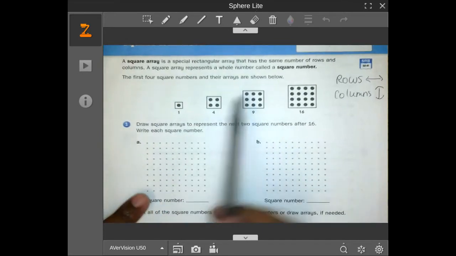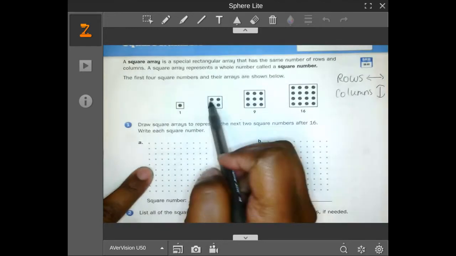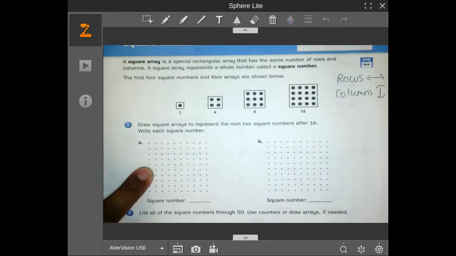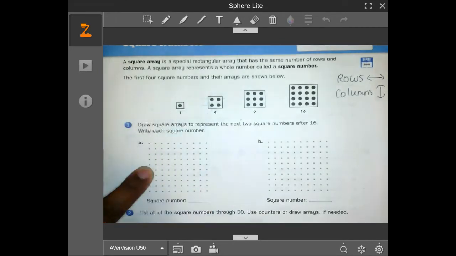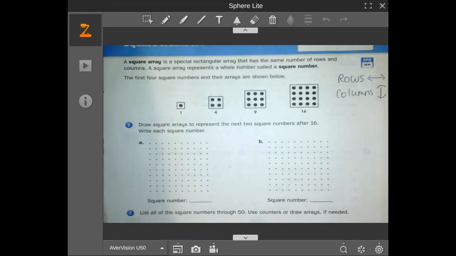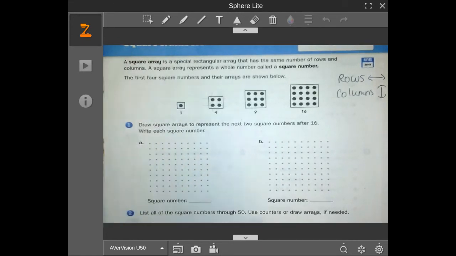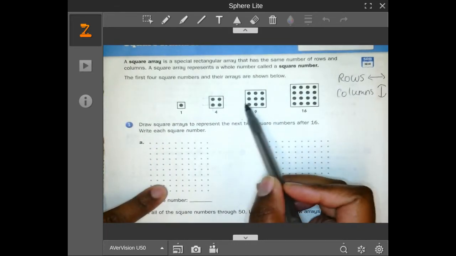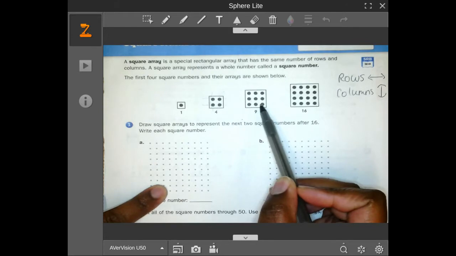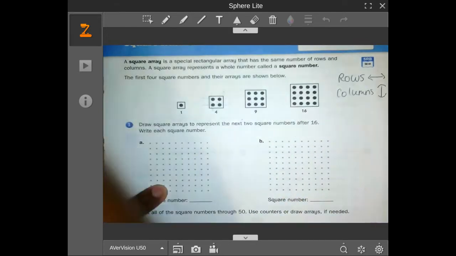Let's look at the next one. How many rows are there? 2. There are 2 rows. 1, 2. And how many columns? Remember, columns go up and down. 2. 1, 2. Let's look at the next one. How many rows are there? Yes, 3. 1, 2, 3. And how many columns that go up and down? 1, 2, 3.